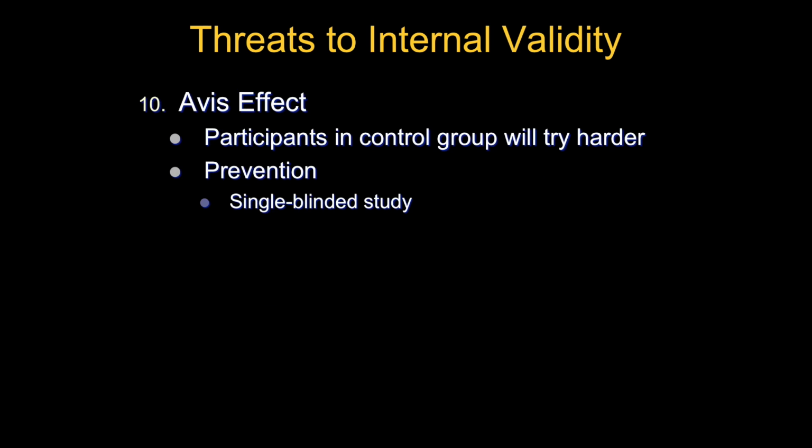The Avis effect relates to the control group. So people that know that they're in a control group will try harder because they know they're in a control group. They know they're not receiving the treatment, so they want to get better at whatever it is that they're trying to do. And so, again, having the study blinded, single-blinded at least, is important in preventing this Avis effect.